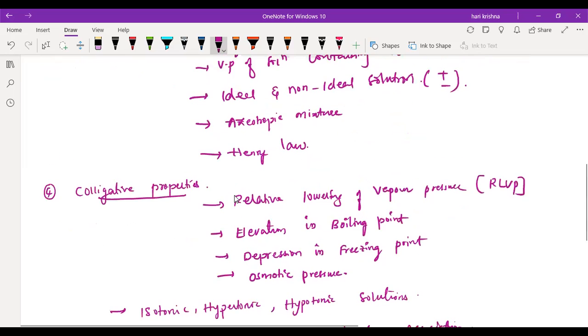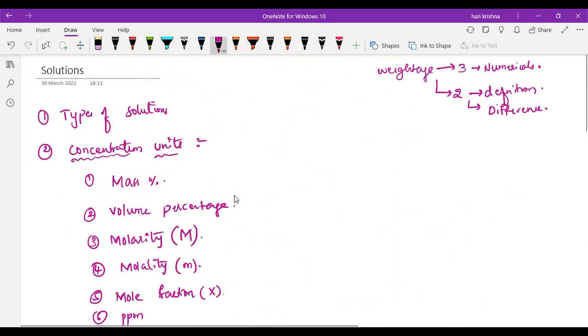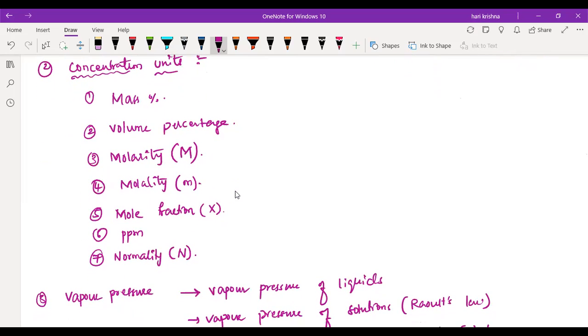So this is a complete overview of what we are going to discuss in this chapter. Types of solutions is a theory part only. What are the different types of solutions? Again, what is the solubility of these things? This is completely theory. Next, the numerical part will start from concentration units: mass percentage, volume percentage, molarity, mole fraction, ppm, normality. All these are the concentration units.